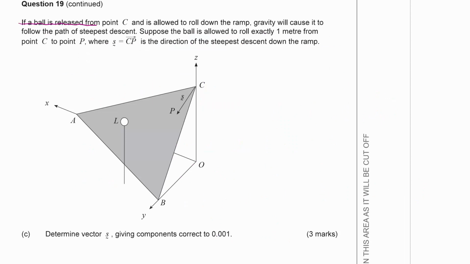If a ball is released from point C and is allowed to roll down the ramp, gravity will cause it to follow the path of steepest descent. Suppose the ball is allowed to roll exactly 1 meter from point C to point P, where s equal to CP is the direction of the steepest descent down the ramp. So if we follow this down, if that's the steepest, that must be a right angle.